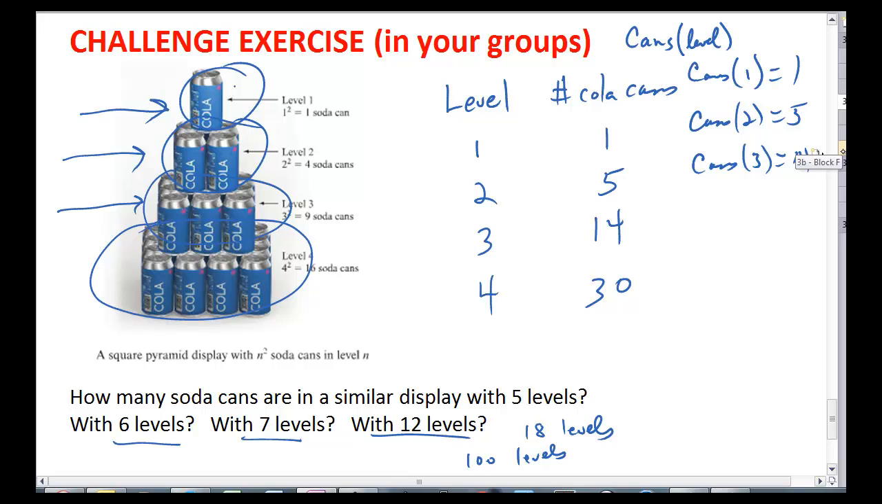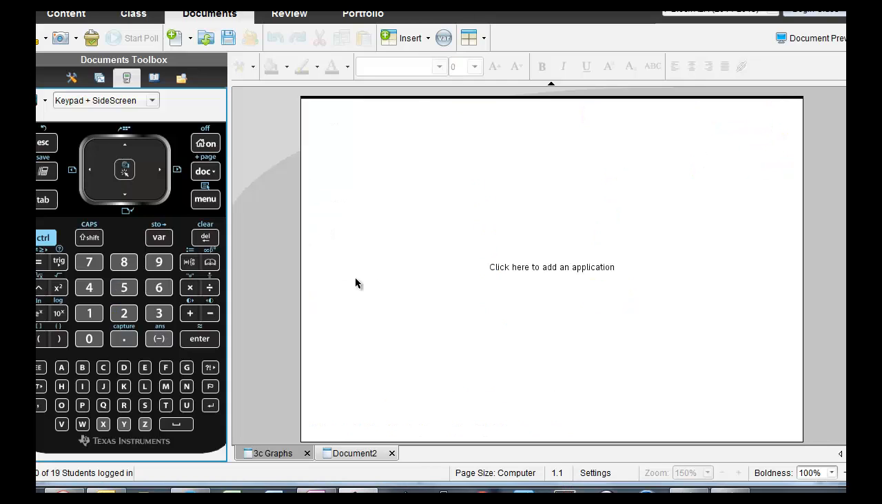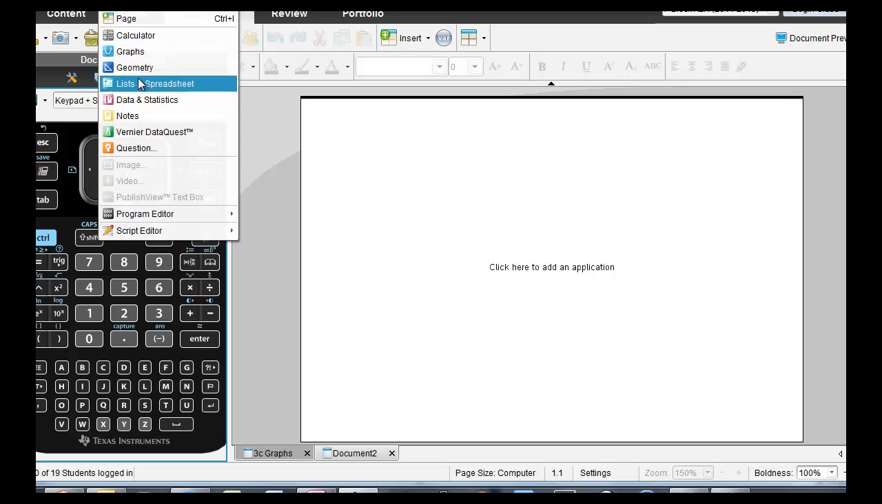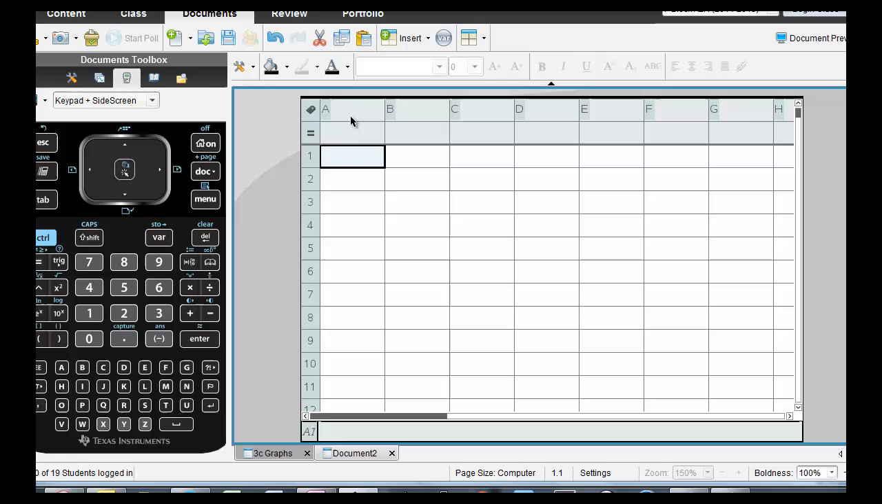So my students didn't know how to approach this analytically and come up with an exact answer, but they know an awful lot about trying to get their Inspire calculators to build regression equations for them. So they went over into the Inspire. Let me open up the Inspire right now. And they said, let's create lists and spreadsheet data, where I'm going to call this one the number of levels, and I'm going to call this the number of cans.